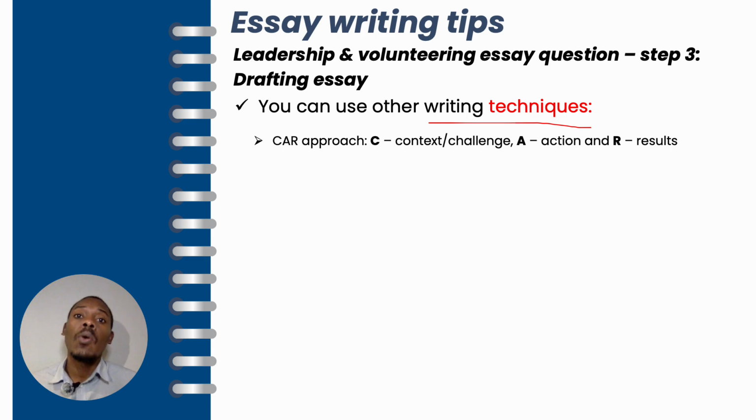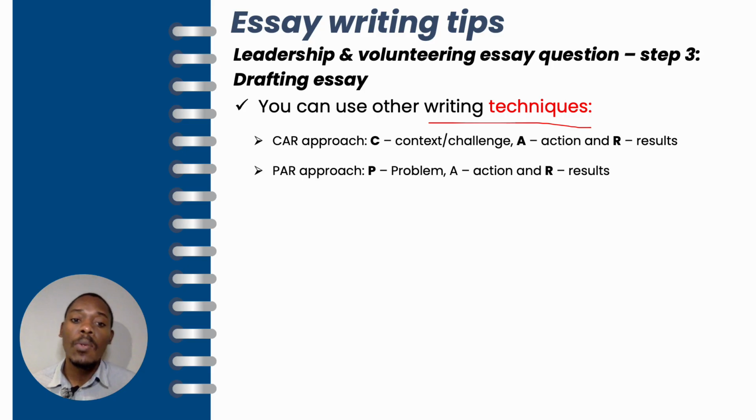you just give the context. You start with the context of your leadership or voluntary activity, then you give the actions from that context and what was the result. You can also use the PAR approach, which starts with a problem that you wanted to solve as a leader or as a volunteer. What actions did you take and what was the result?